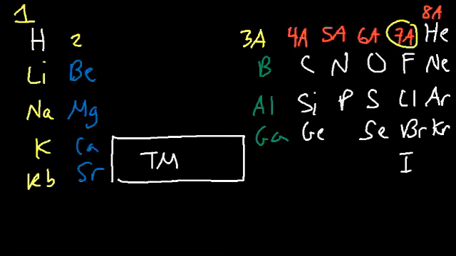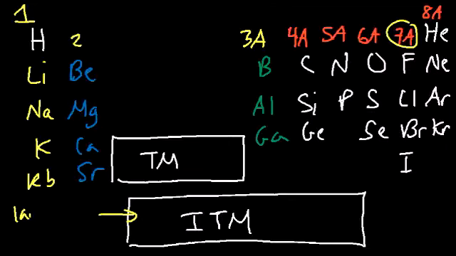Now, if it's a transition metal or an inner transition metal, which is over here, I'll put ITM for inner transition metals. These are not considered to be representative elements. This group here is known as the lanthanides. And then below that, you have the actinides.